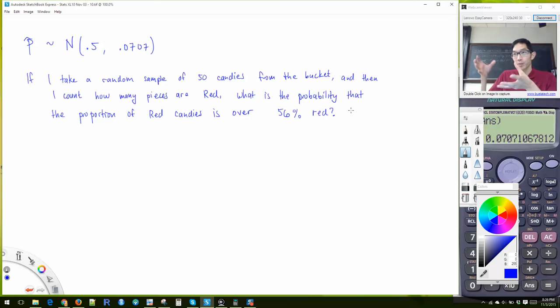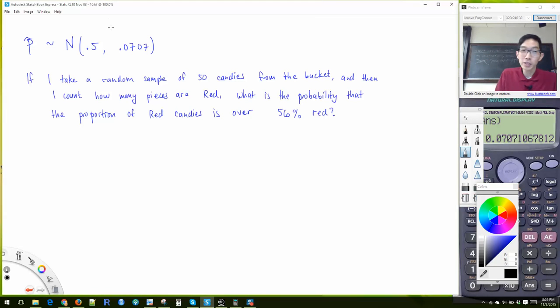So here I'm going to take a random scoop of 50 pieces of candy. I'm going to count how many in my sample are red. And I want to know what's the probability that the proportion in my sample turns out to be more than 56% red. Does that question make sense? Okay, can we answer this now? Well, I asked it, so yes, we can answer it.